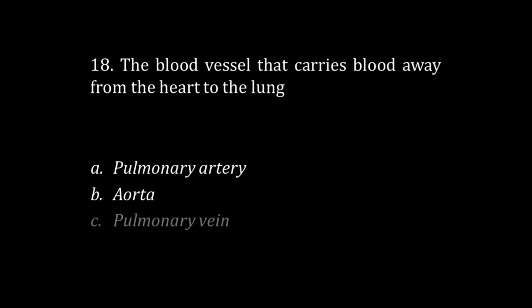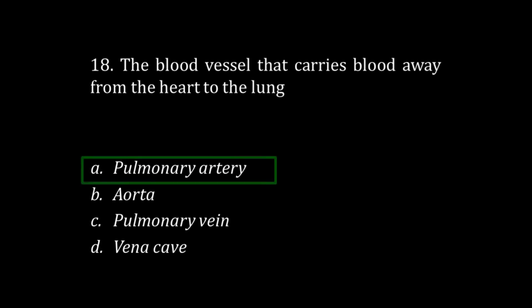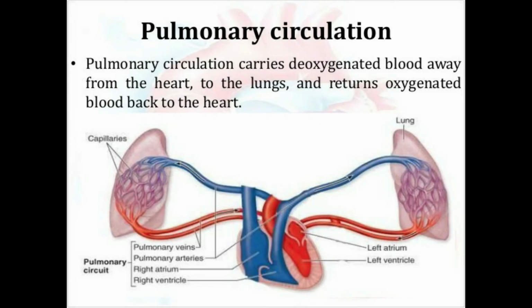C. Pulmonary vein. D. Vena cava. The correct answer is letter A, pulmonary artery. The pulmonary artery carries deoxygenated blood from the right ventricle to the lungs. The blood here passes through capillaries adjacent to alveoli and becomes oxygenated as part of the process of respiration. In contrast to the pulmonary arteries, the bronchial arteries supply nutrition to the lungs themselves.